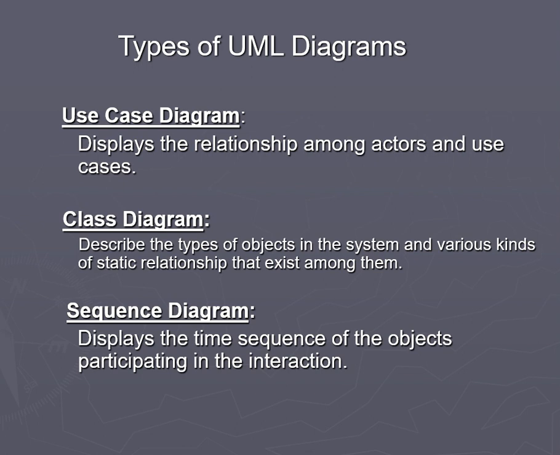And the class diagram describes the types of objects in the system and the various kinds of static relationships that exist among them. It is a diagram that shows a collection of declarative static model elements such as classes, types, and their contents and relationships. Class diagrams show a set of classes, interfaces, collaborations, and their relationships. The purpose of a class diagram is to depict the classes within a model. In an object-oriented application, classes have attributes, called member variables, operations, called member functions, and relationships with other classes.